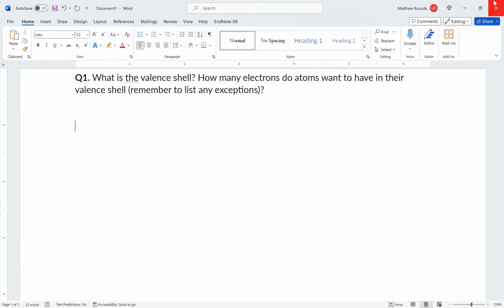Do you have any idea what that is? Have you heard of that before? No, I have not heard of it. Okay. So the valence shell is the outermost shell from the nucleus. And the first valence shell, sorry, mistyping here, the first valence shell has 2 electrons. The next ones have 8.